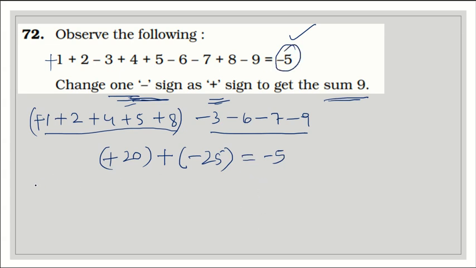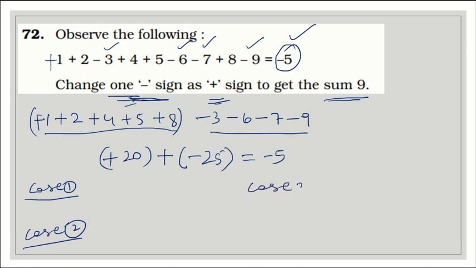Now I have possibilities. Here is one negative sign, here is another negative sign, here is another negative sign, and here is another negative sign. That means I have case 1, case 2, case 3 and case 4. How I have come to these cases 1, 2, 3, 4, let me explain.